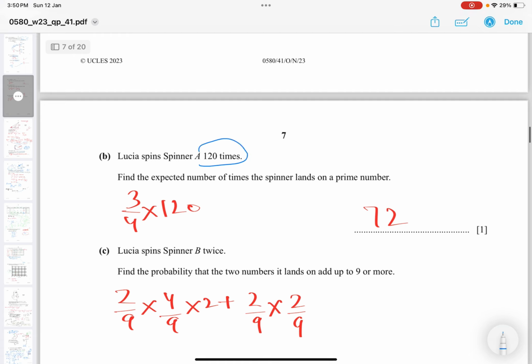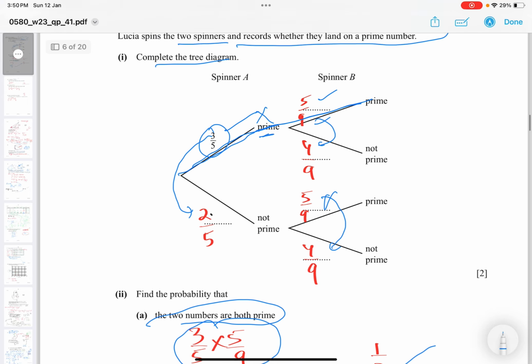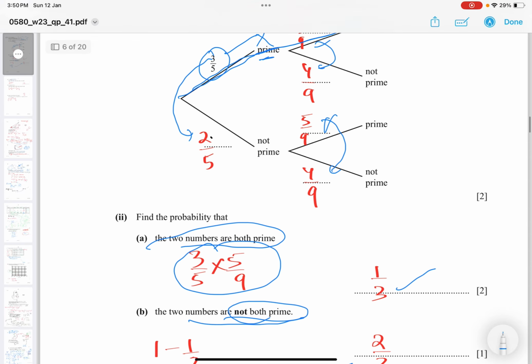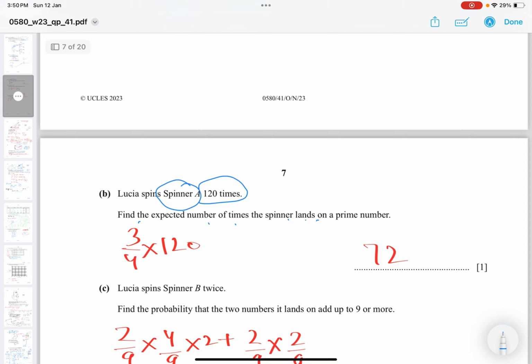Lucia spins the spinner 120 times. Find the expected number of times the spinner lands on a prime number. We can see clearly that we are talking over here about spinner A. The probability that spinner A lands on a prime number was 3 by 5. Alright. So if I do 3 by 5 times 120, write 5 over here. So it would be 5 1 and 5 24, and 24 times 3 is 72.